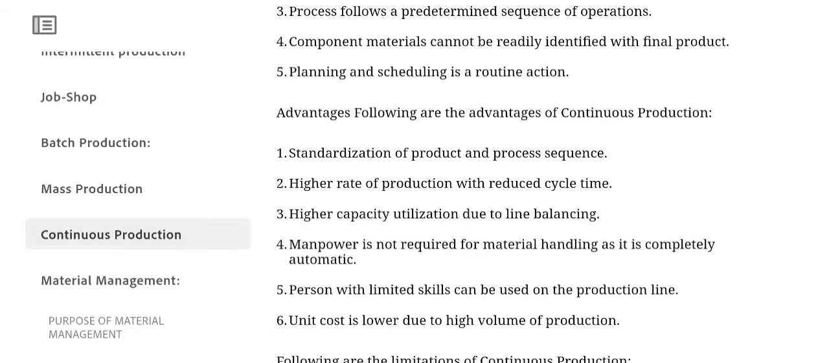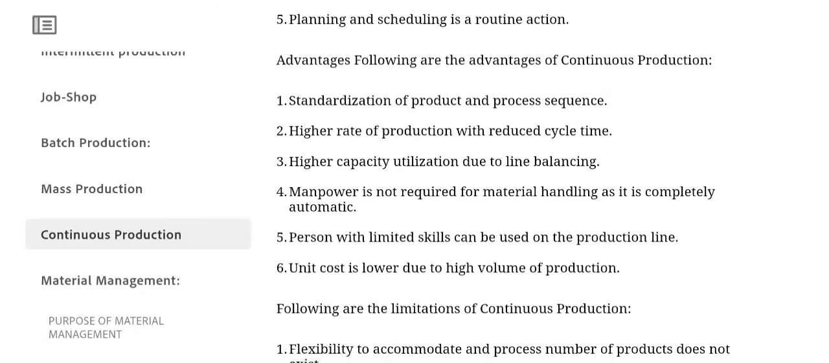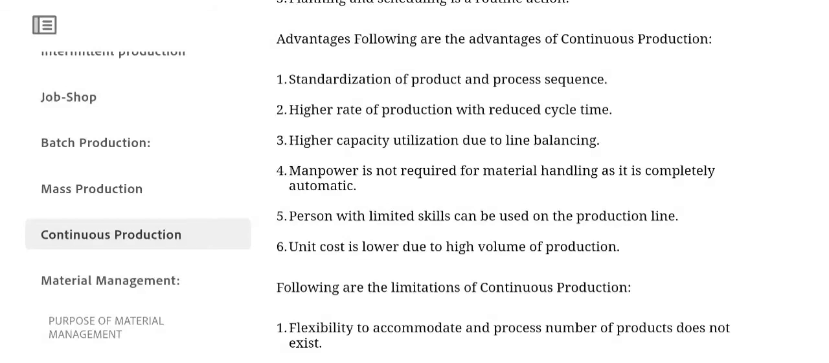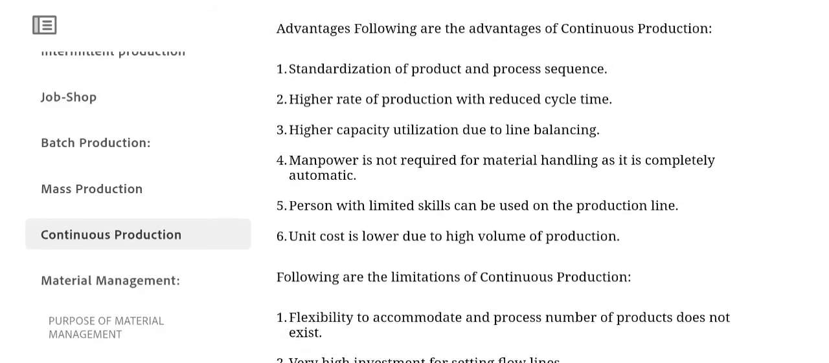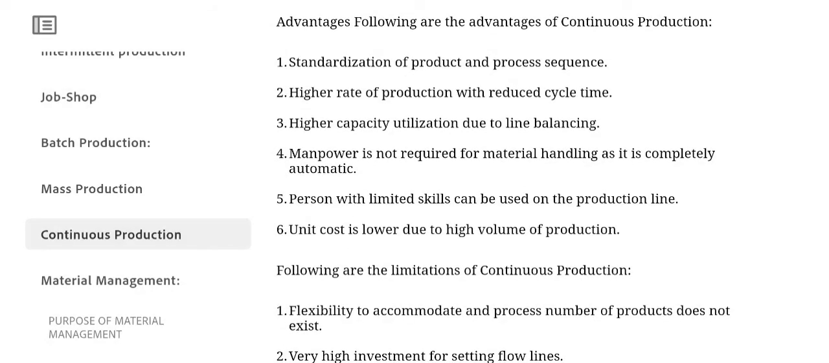Now let's see the advantages of this. First one is what? Standardization of product and process sequence. Now we have the automated machines over there, so we don't need to worry about the mistakes caused by human error. After that, higher rate of production with a reduced cycle time. All things are automated, so you don't have to worry about the cycle time. This is continuously fast. After that, higher capacity utilization due to line balancing.